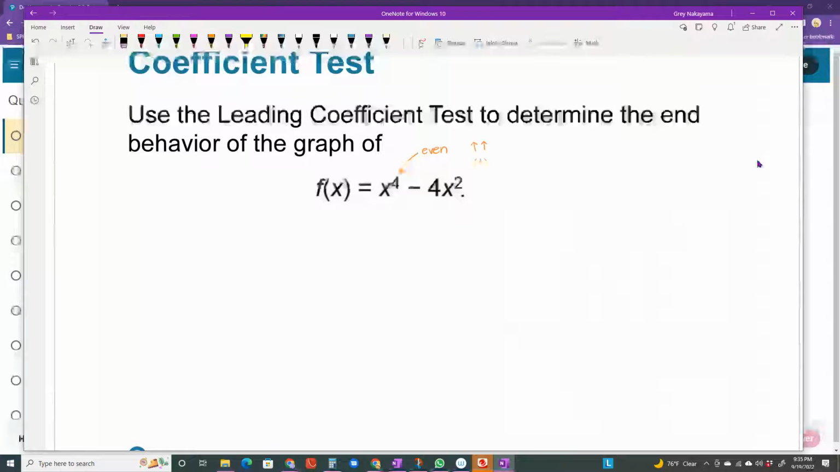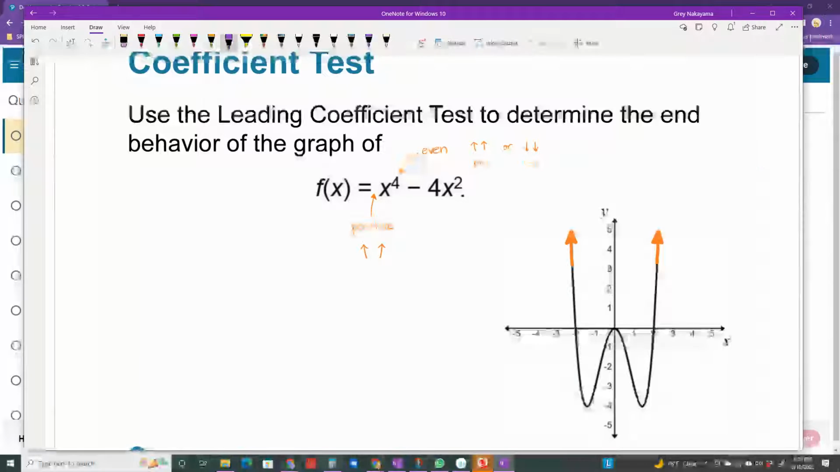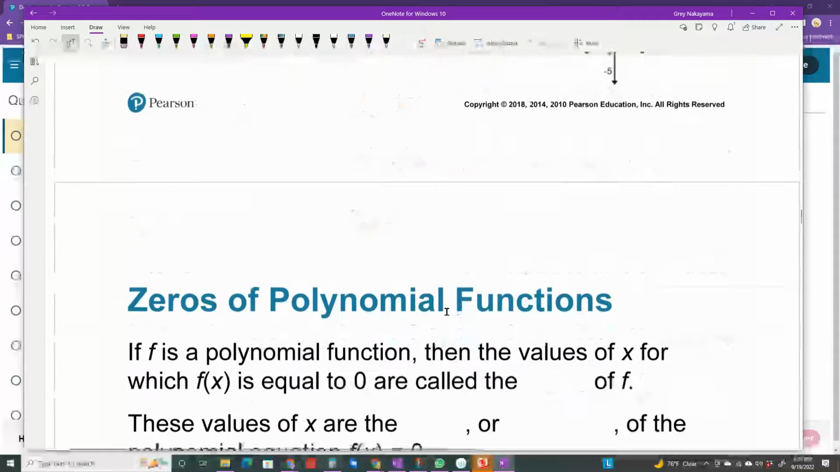And therefore, both of them are going to go up, or both are going to go down. All right, then I'm looking at the coefficient. In this case, it's a 1, which is positive, so I know my end behavior is up and up. Both arrows go up, and there we have it.